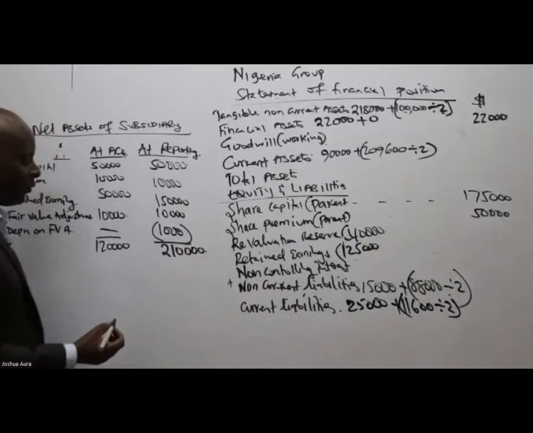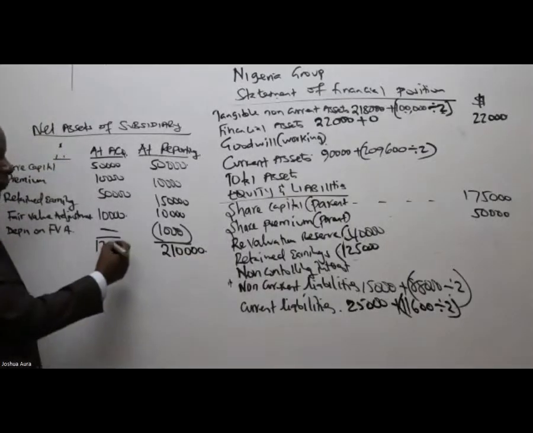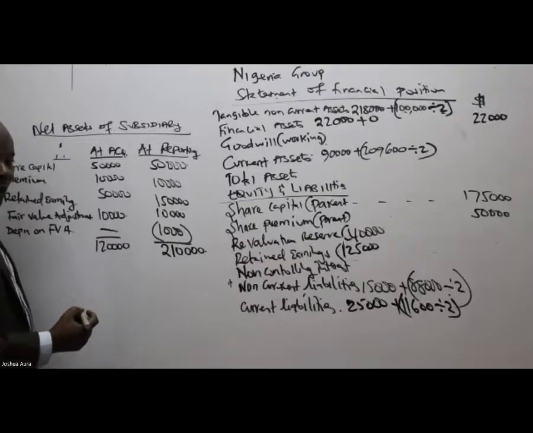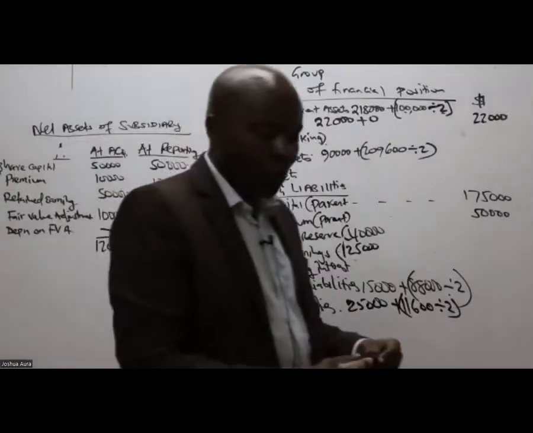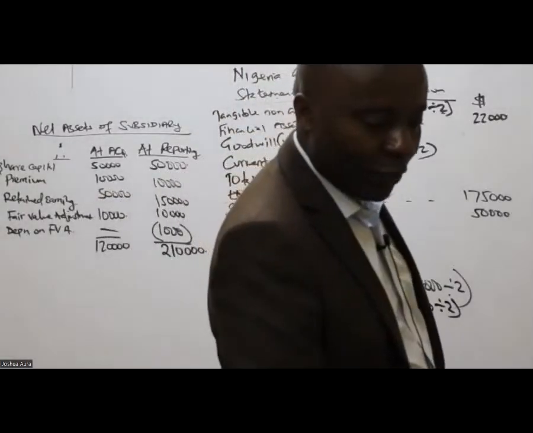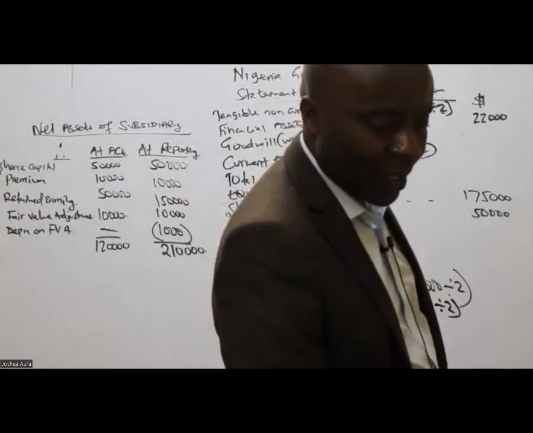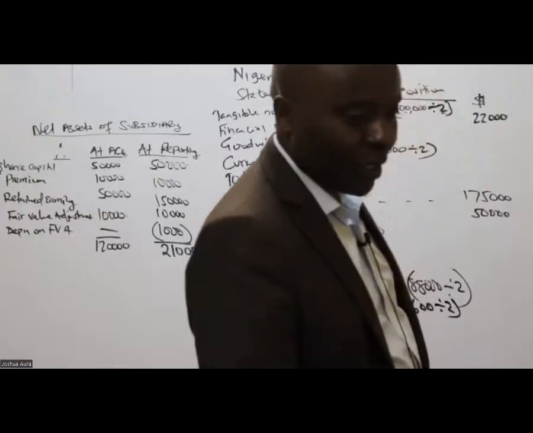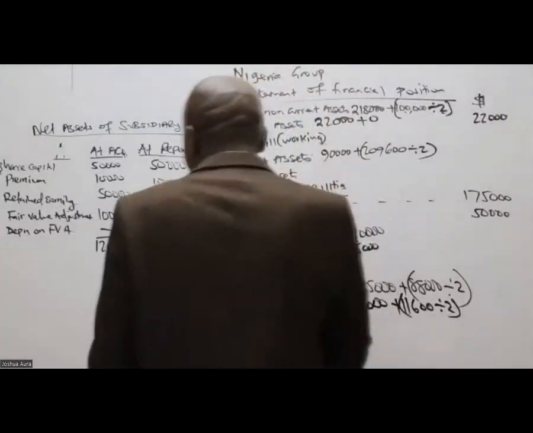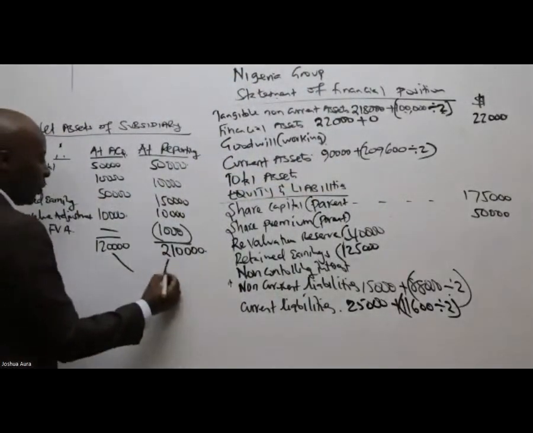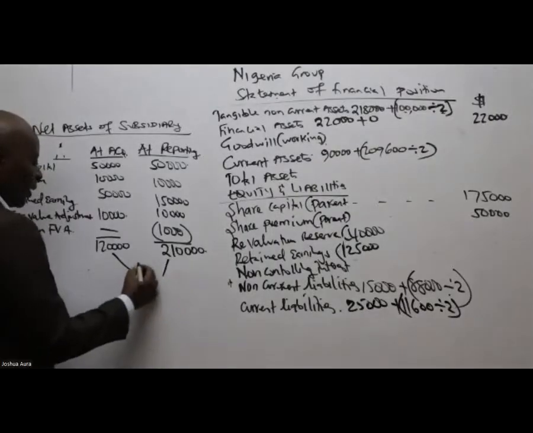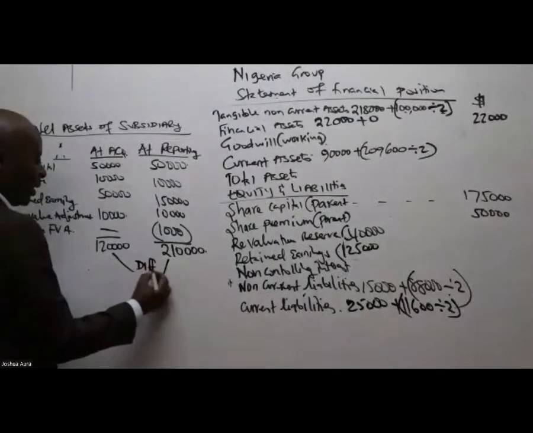So do we have a difference between the two? What is the difference between the two? 90,000. The difference between the two is 90,000. So you get the difference here, 90,000.